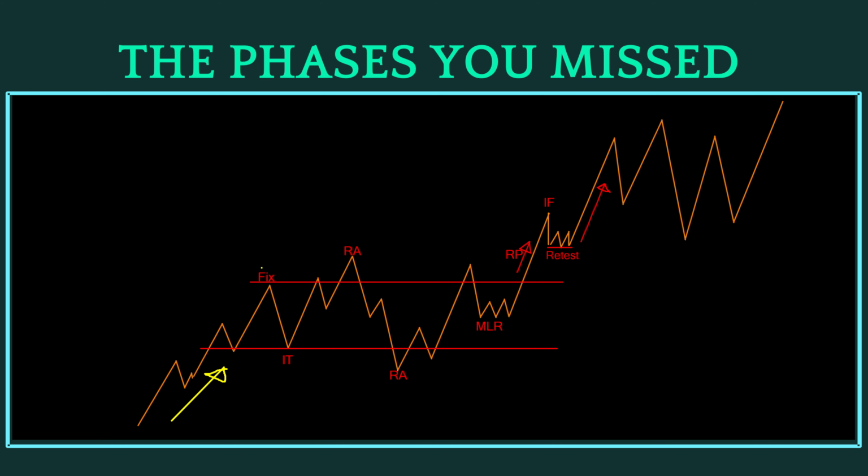Fix forms when the participants of the market decide to close their positions, partially or entirely. In this case, these were buys and they decided to close their positions. This is why we see a fix formation. Then we see a counter movement, and then we see an inertial trade. An inertial trade is a trade taken in the same direction of the previous movement. And so this is like 99% guaranteed trade that you can always trade. If you can identify the fix formation, it means you will be able to identify an inertial trade.